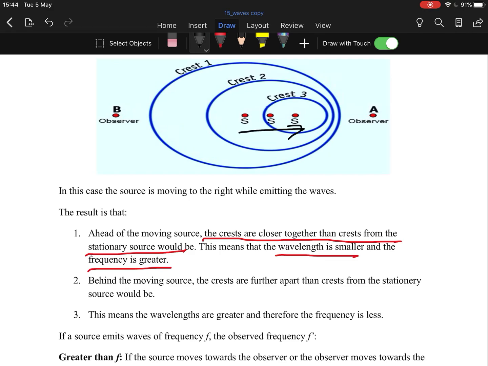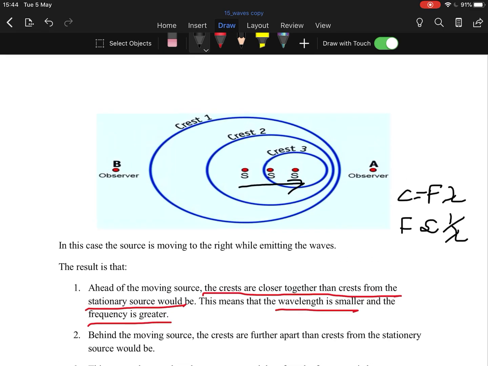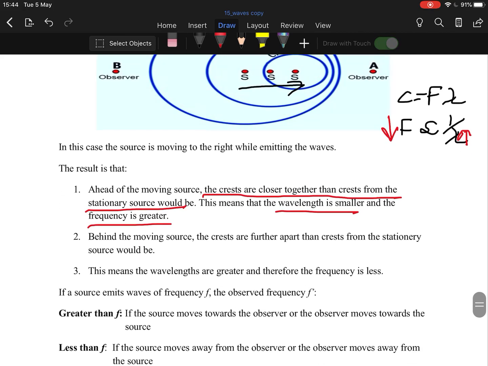So if you remember, C equals F times lambda, which means F is inversely proportional to lambda. So therefore, if the wavelength goes down, frequency goes up, and vice versa. If the frequency goes up, the wavelength goes down. Okay, so they're inversely proportional. Behind, the waves are further apart, and this means the wavelength is greater, the frequency drops.